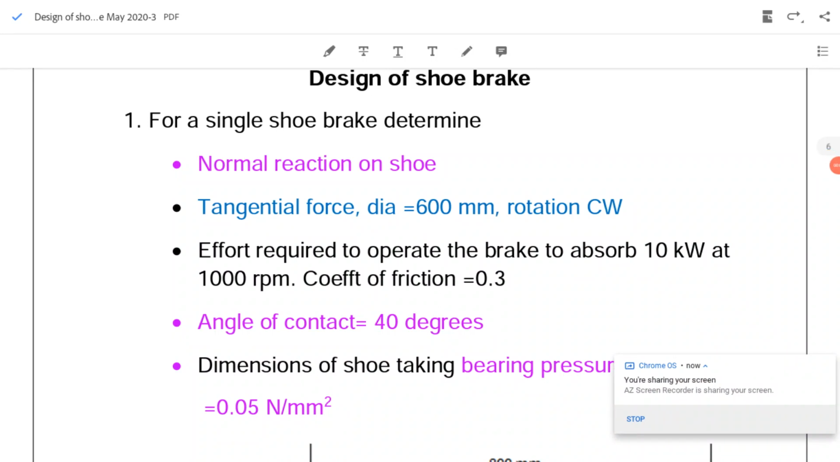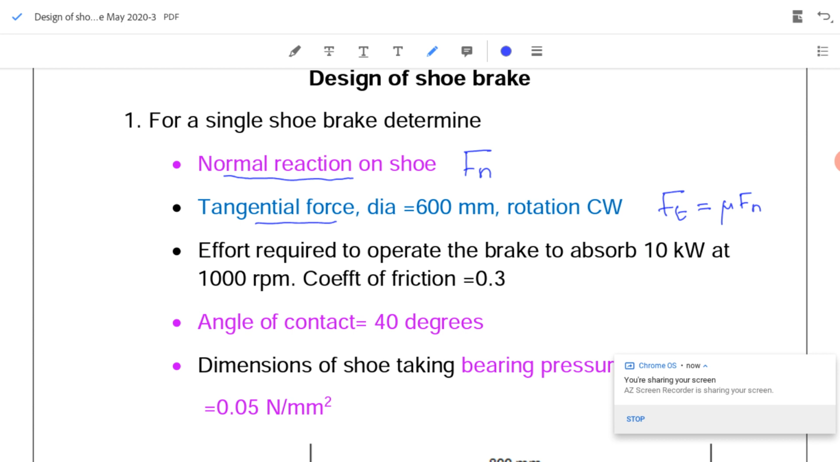Here we consider design of a single shoe brake. For a single shoe brake, determine the normal reaction on the shoe. Normal reaction is denoted by Fn. Find the tangential force. Tangential force is denoted by Ft, and Ft is related to Fn by Ft equal to mu Fn.